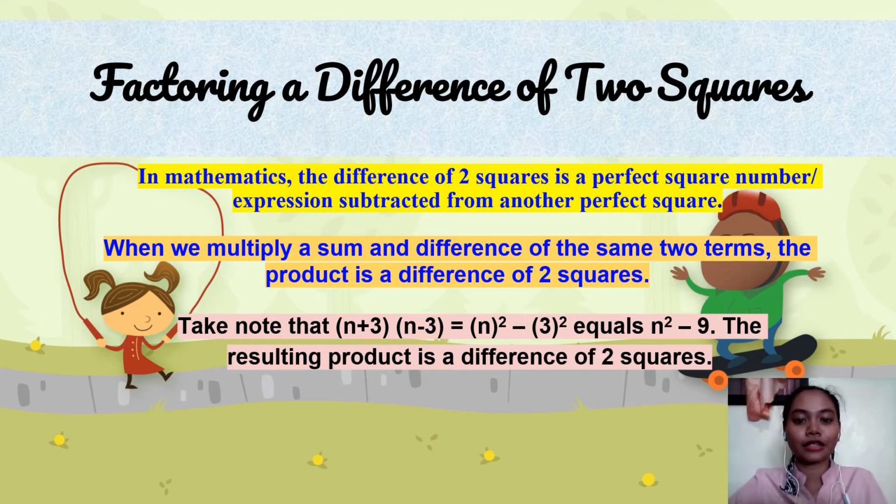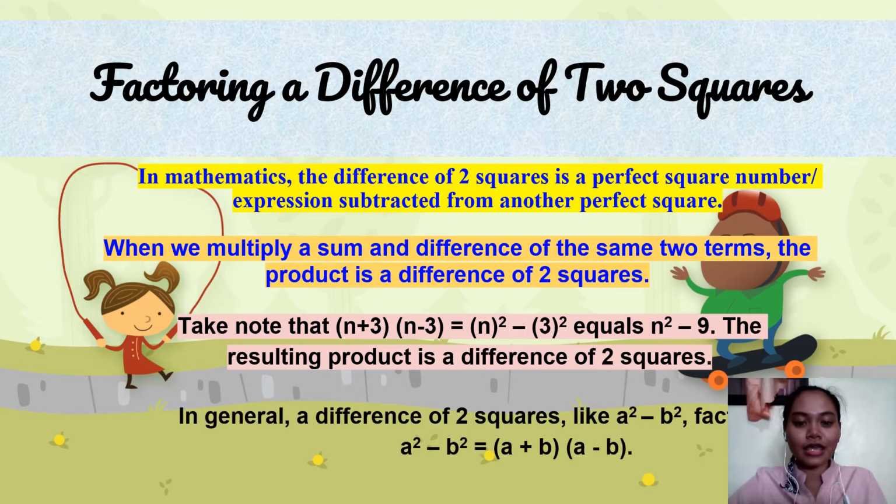Take note that the quantity n plus 3 multiplied to the quantity n minus 3 is equal to n squared minus 3 squared, which is equal to n squared minus 9. The resulting product is a difference of two squares. In general, a difference of two squares like a squared minus b squared factors as a squared minus b squared is equal to the quantity a plus b multiplied to the quantity a minus b.